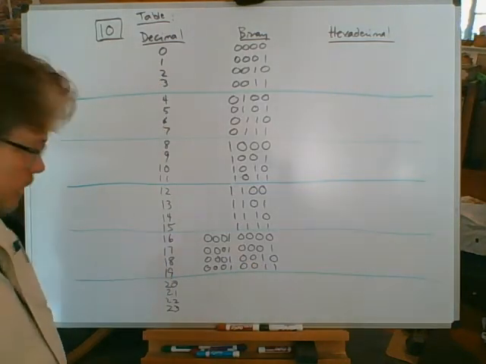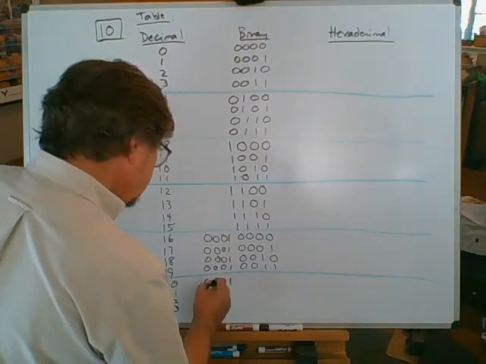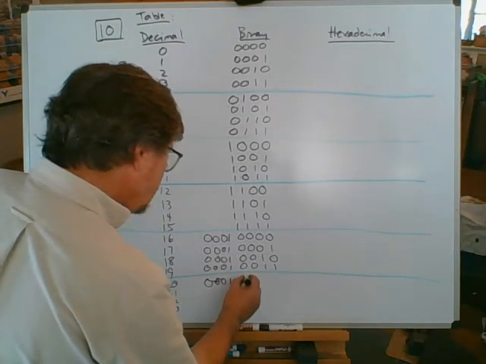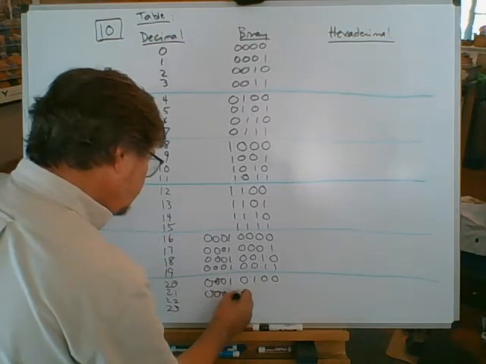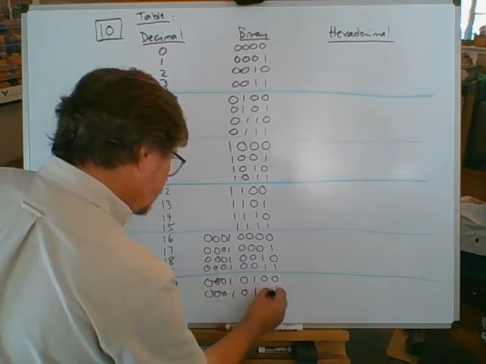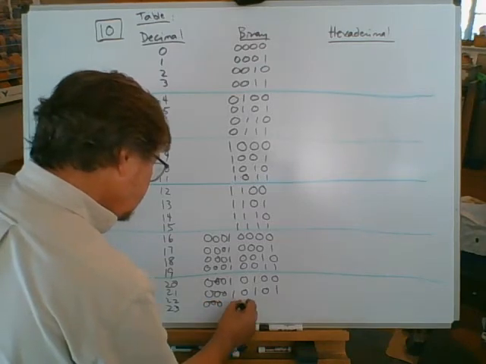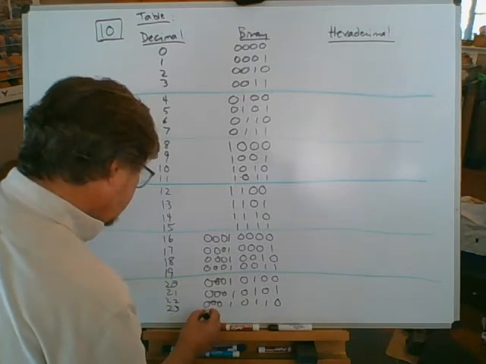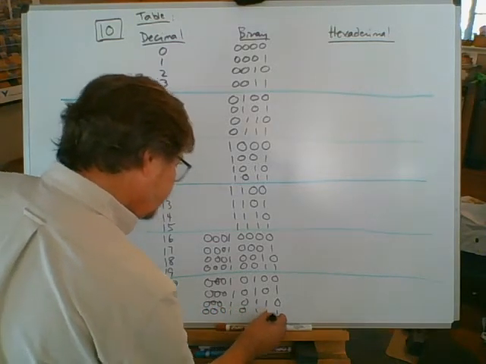16 plus 3 more. 20 will be 0, 0, 0, 1. These are getting messier the further down they get on the board, aren't they? 0, 0, 0, 1, 0, 1, 0, 0. 21, 0, 0, 0, 1, 0, 1, 0, 1. 0, 0, 0, 1, 0, 1, 1, 0. And finally, mercifully, down at the bottom, 0, 0, 0, 1, 0, 1, 1, 1.